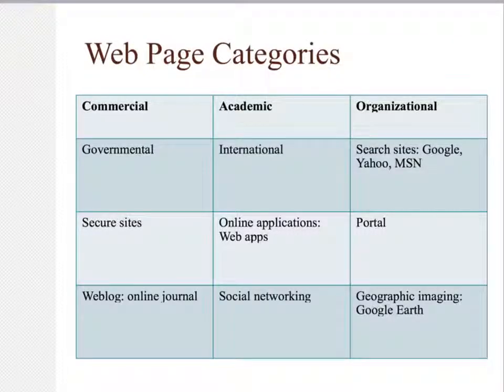Here we see that there are many different web page categories. We definitely use web apps such as Outlook and Google Drive and Dropbox. We also use social networking, and most commonly we use search engines. These search sites are like Google, Yahoo, MSN. These sites can all be broken down in a variety of ways.